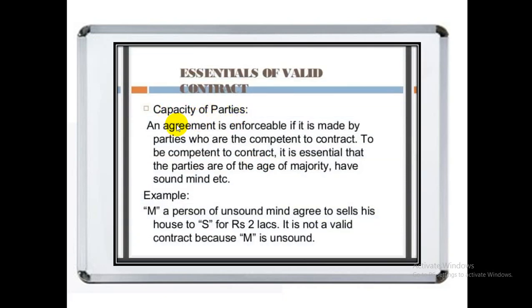Capacity of parties. An agreement is enforceable by law if it is made by parties who are competent to contract. To be competent to contract, it is essential that the parties are of the age of majority, they are of sound mind, and they are not disqualified by law for any reason. For example, Mr. M, a person of unsound mind, agrees to sell his house to Mr. S for rupees 2 lakh. It is not a valid contract because M does not have capacity of parties. He is incompetent to contract because he is of unsound mind.